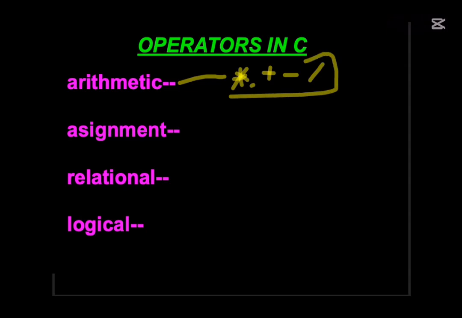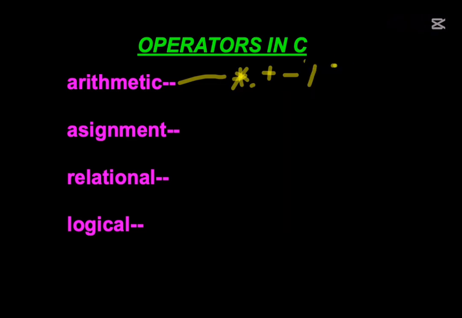For example, this one, we mostly use this, and it is not in mathematics, so we're not used to it. That's why I'm going to explain this. This actually means remainder. This always returns the remainder.